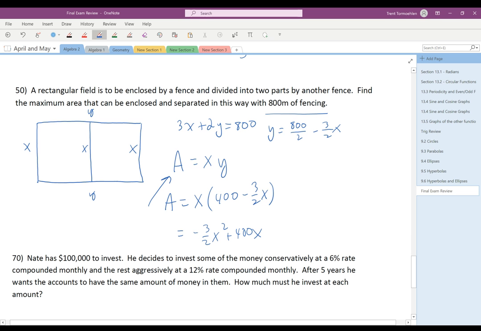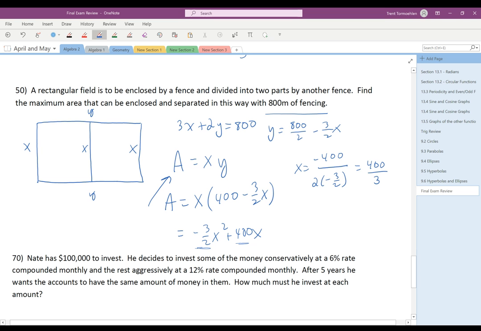Well, this is a, this is b, and remember, the vertex of a parabola happens at the x value of negative b over 2a, so negative 400 over 2 times a negative 3 halves. And so the maximum value happens when x is equal to 400 over 3.